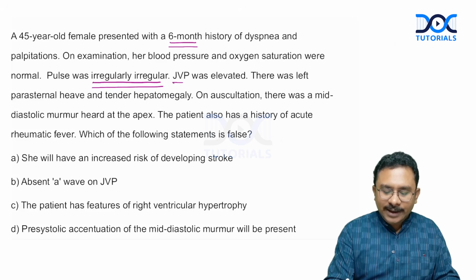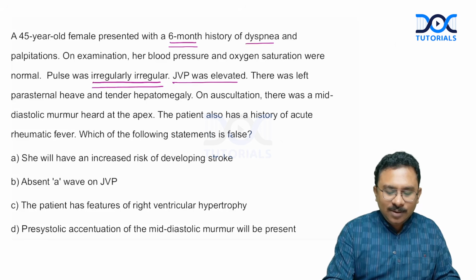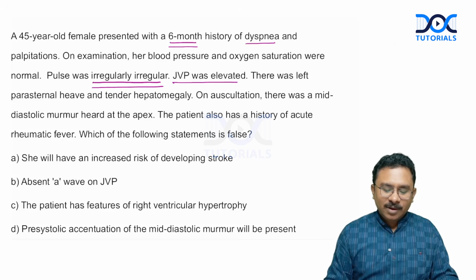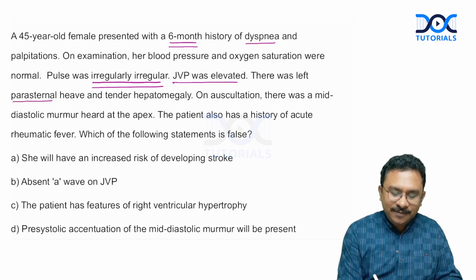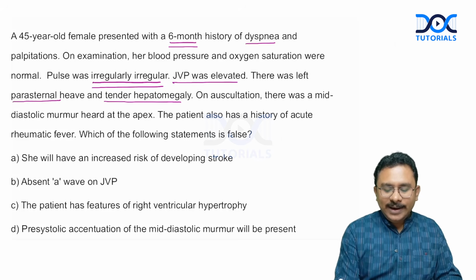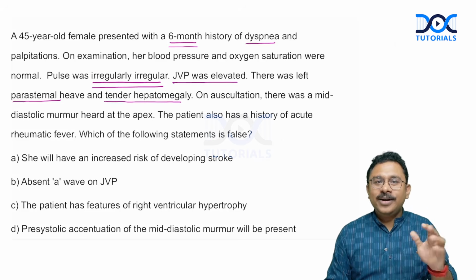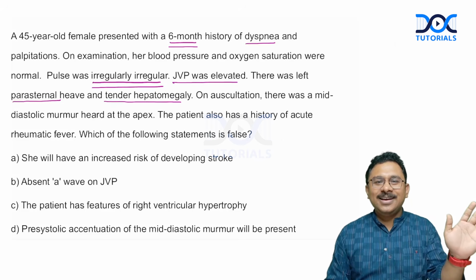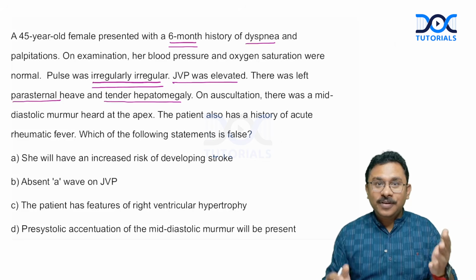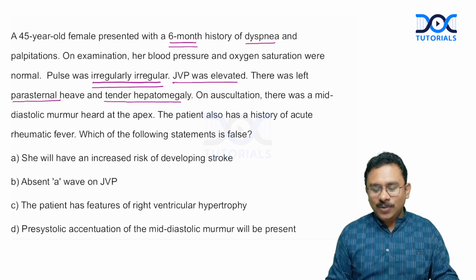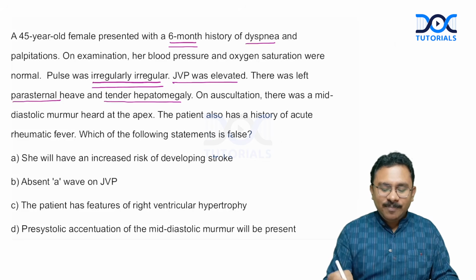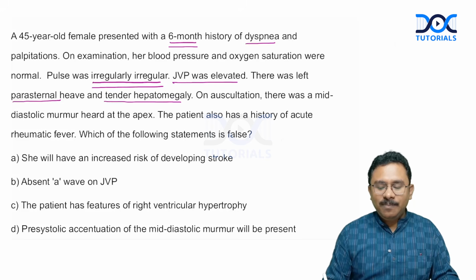JVP was elevated. So dyspnea with elevated JVP, with a left parasternal heave and tender hepatomegaly. So the last few pieces of information have already told me one thing. And what is that? The patient is having features of right heart failure, right? Okay. On auscultation, there is a mid-diastolic murmur heard at the apex.